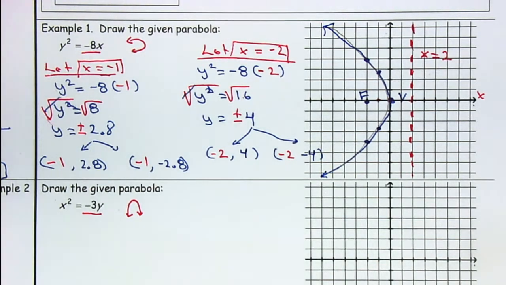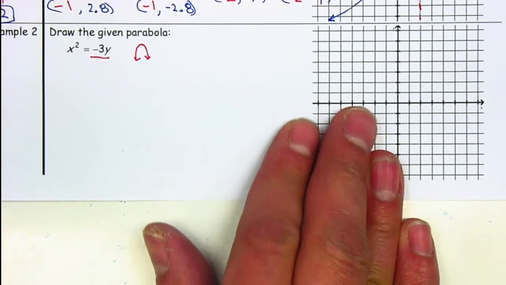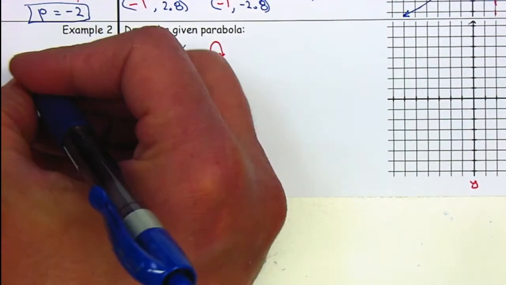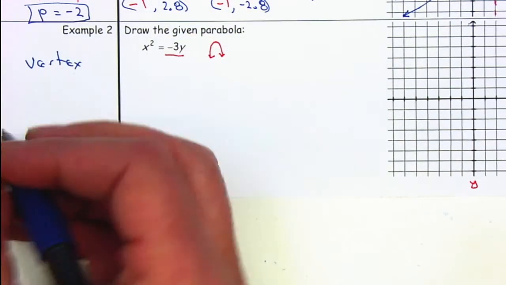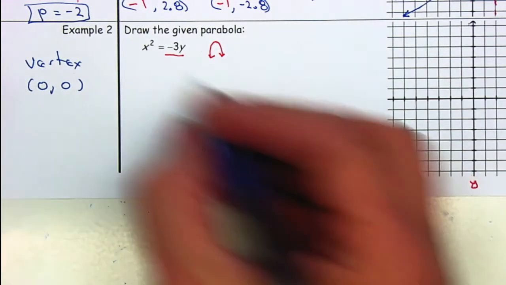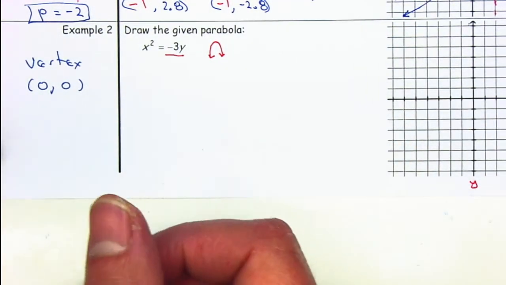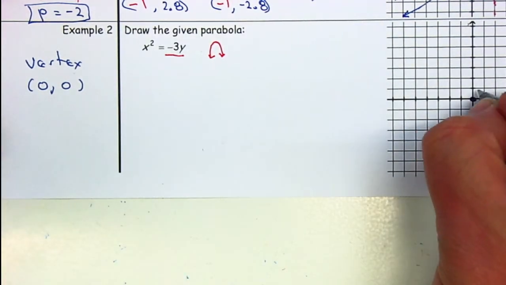So let's go over to the next problem, example number 2. We have already decided that the parabola is facing down. First, I need to be able to find my vertex, which is 0, 0. There's no h or no k. We'll see one on the back, example number 3, we'll have an h and a k. But in this case, we have 0, 0. It's my vertex.